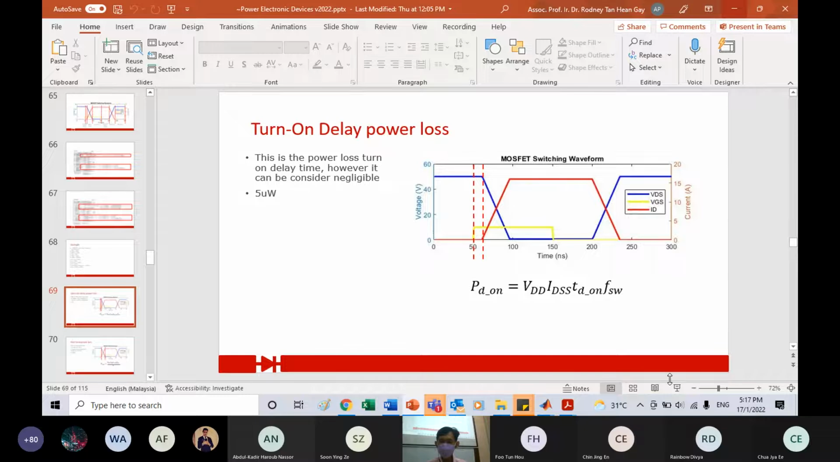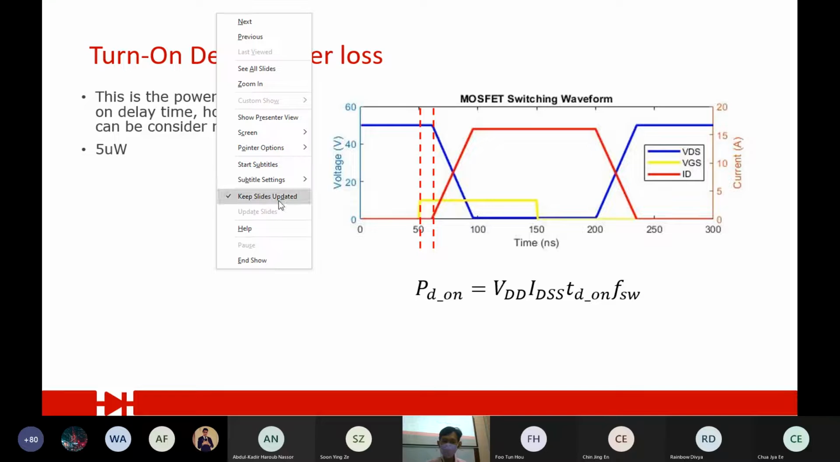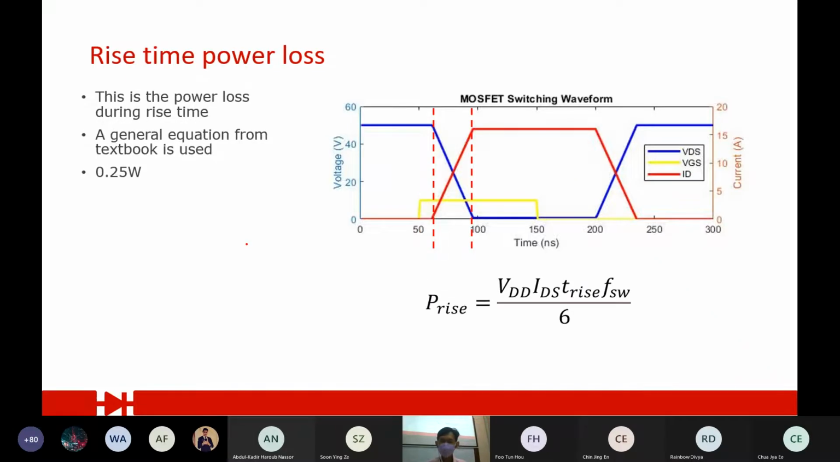So that is the turn on. You see, just the turn on delay itself already gives you some power loss, 5 microwatts. Now, next one is the rise time. The rise time is the time it takes to rise from 0 to the top, for the current. Or the voltage, as we know, current goes up, voltage goes down. So they are always complementary to each other.